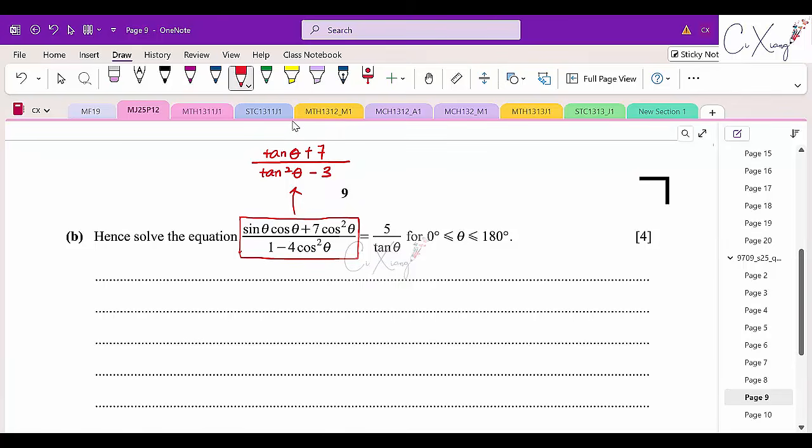Usually in the first part, when they ask us to prove some result, or to find some value or whatsoever, we will need to apply it in the second part. So you can see that this is the right hand side of part A, and it is equal to this one, which is the left hand side of part A. So for this question, when you want to solve it, you can directly replace this into your equation here, where I have tangent theta plus 7 divided by tangent square theta minus 3 is equals to 5 over tangent theta.